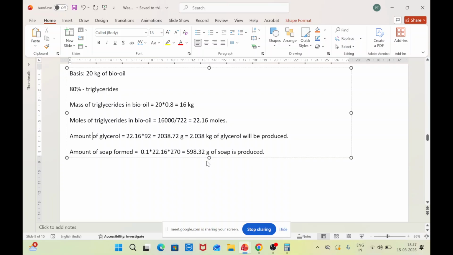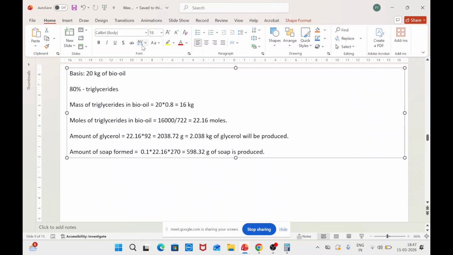We just calculated the molecular weight of each of the reactants and products that will be a part of this reaction. Once that was done, we had the data that 20 kg of bio oil is being used for the transesterification process, and out of that 80% is triglycerides, since only triglycerides are the raw material for the formation of glycerol and soap. So we calculated the mass of triglyceride, and then the moles. That came out as 22.16 moles.